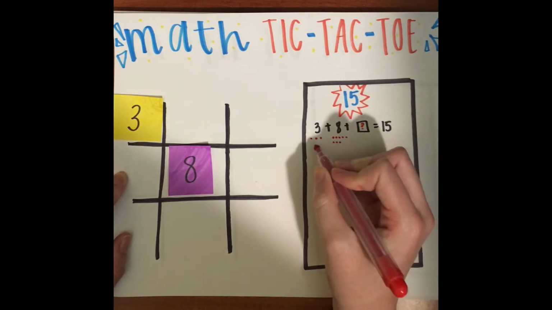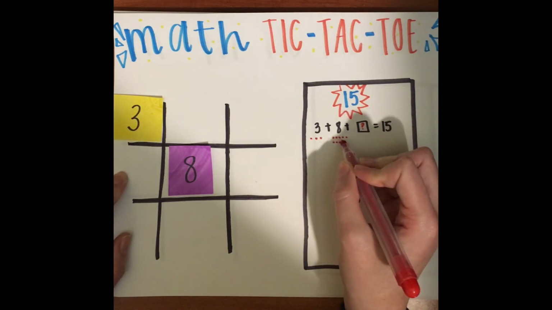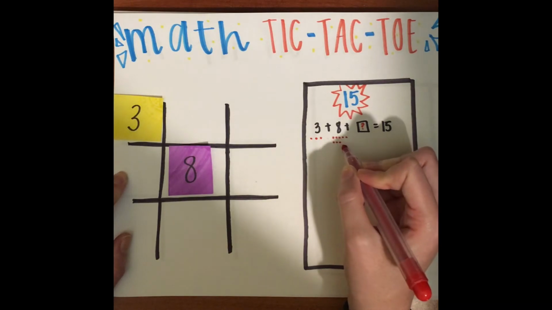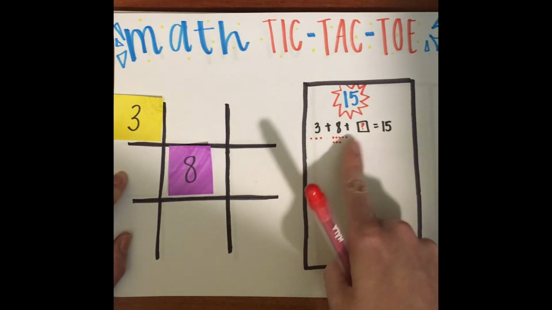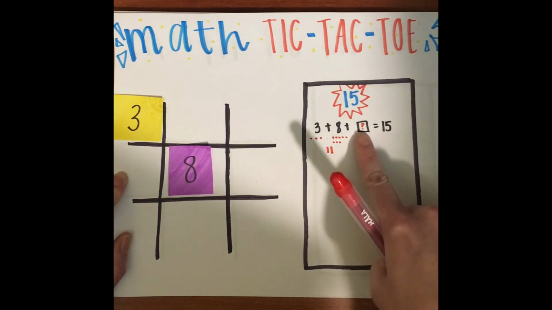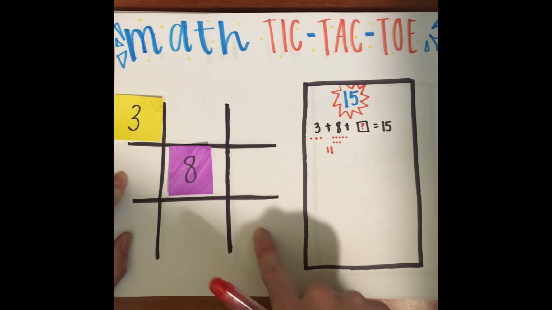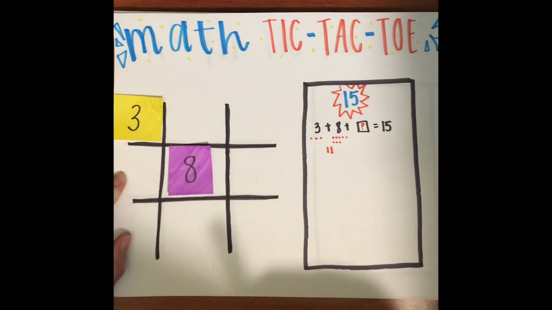So first I can add these. 1, 2, 3, 4, 5, 6, 7, 8, 9, 10, 11. So I know I have 11 dots here. I can go ahead and label that. And now I need to find out how many more I need to get to 15, or what number I should put here to win my tic-tac-toe game.